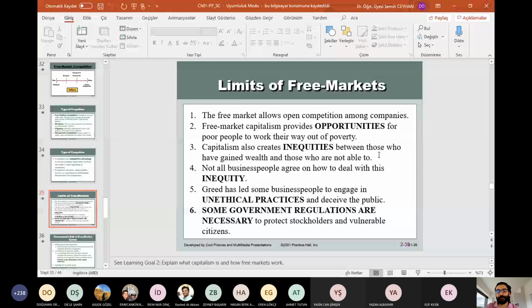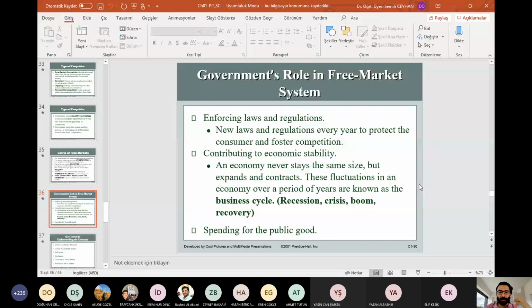And greed, when you put so much emphasis on self-interest, there are unethical practices. And to limit that, some government regulations are necessary, okay? How can governments intervene in that free market system? By some laws and regulations, they can do it. By contributing to the economic stability, they can do it, okay? And by spending for the public good. I mean, they are taking some taxes from businesses and they can spend it for the public good.